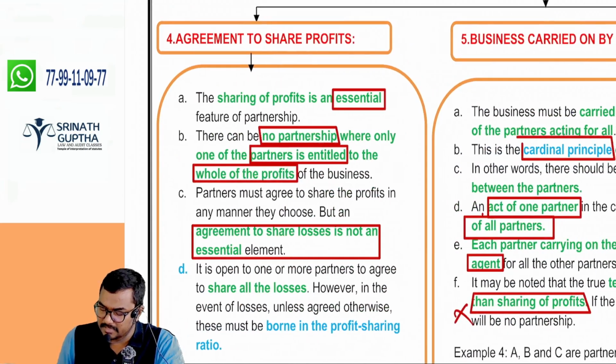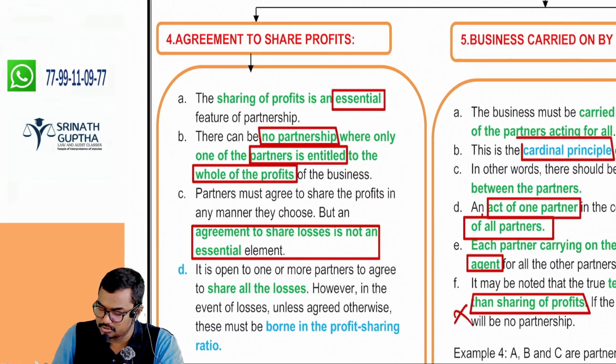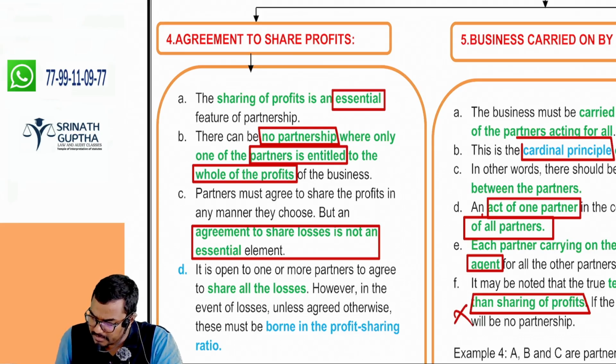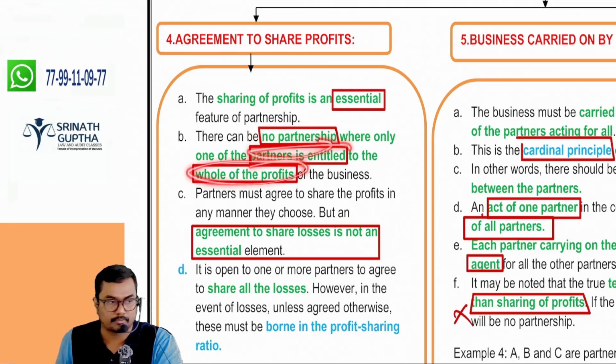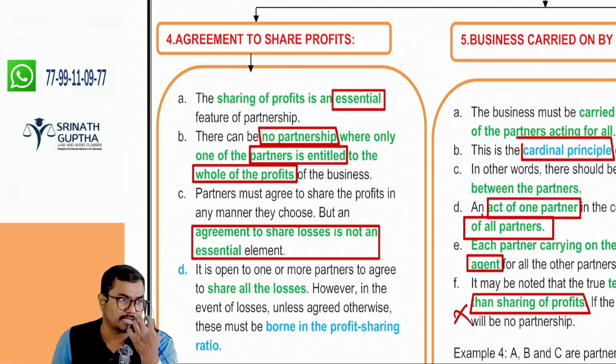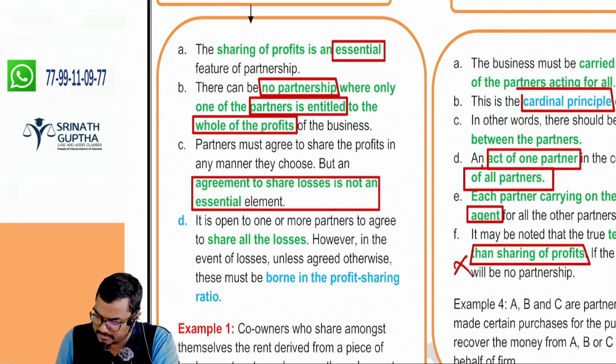And there must be agreement. There must be agreement to share the profits. Sharing of the profits is essential. There can be no partnership where only one partner takes the whole profits. Five partners are there, only one partner is taking all the profits, it is not a partnership. So partners must agree to share the profits as per agreement.